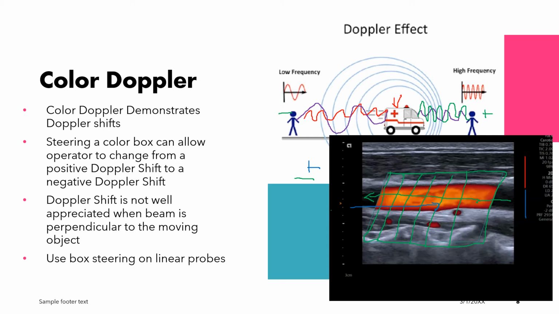I could look at this image and say, sure enough, my blood was moving away or toward the sound waves. In this case, the blood would have been moving toward. If my red was on top, my blood appears red here. That tells me it was moving toward the sound waves, and thus it applies the red color.